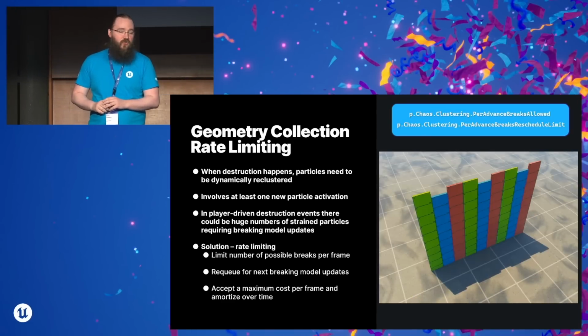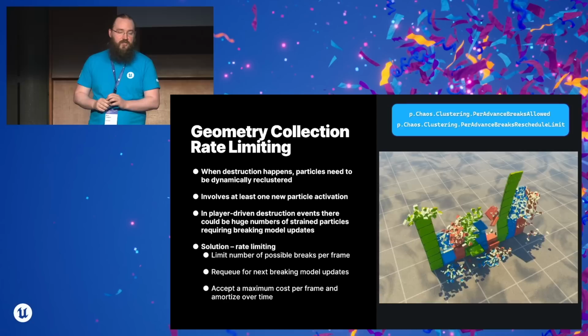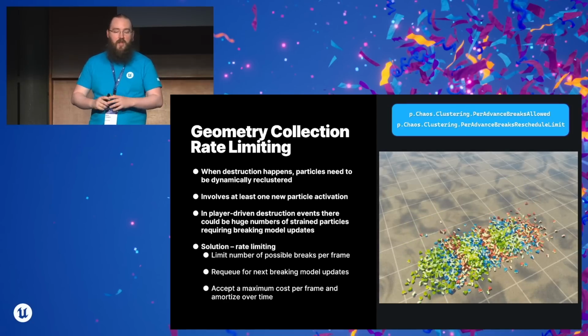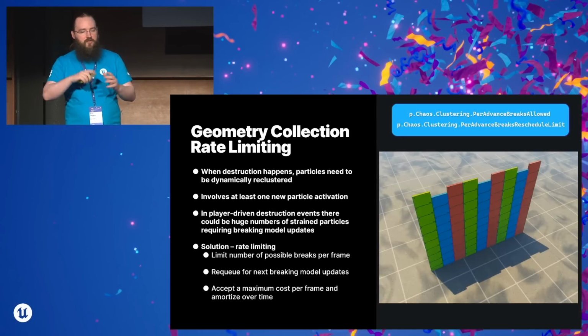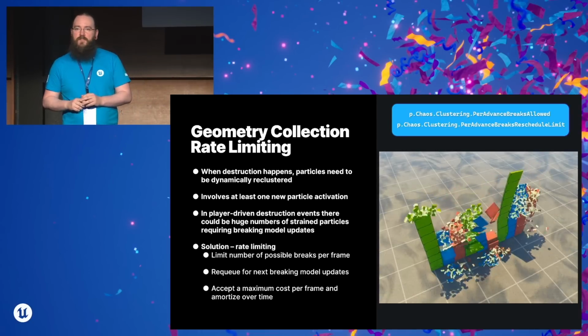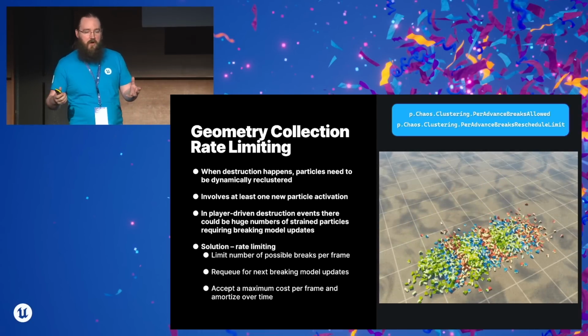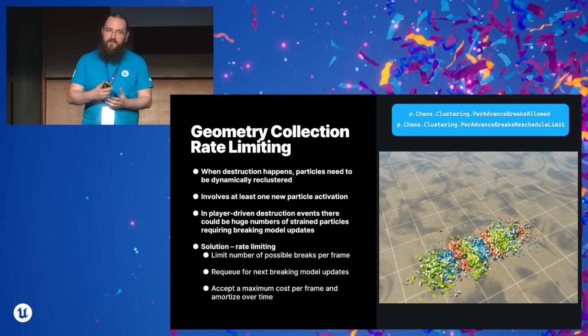When a player is in control of game objects that cause destruction, like explosives, you could end up with a large number of breaks all happening at once. The explosion applies a strain to the particles within its radius, and then when the breaking model runs, it inspects the strain across the particles and activates anything that is above its strain limit.